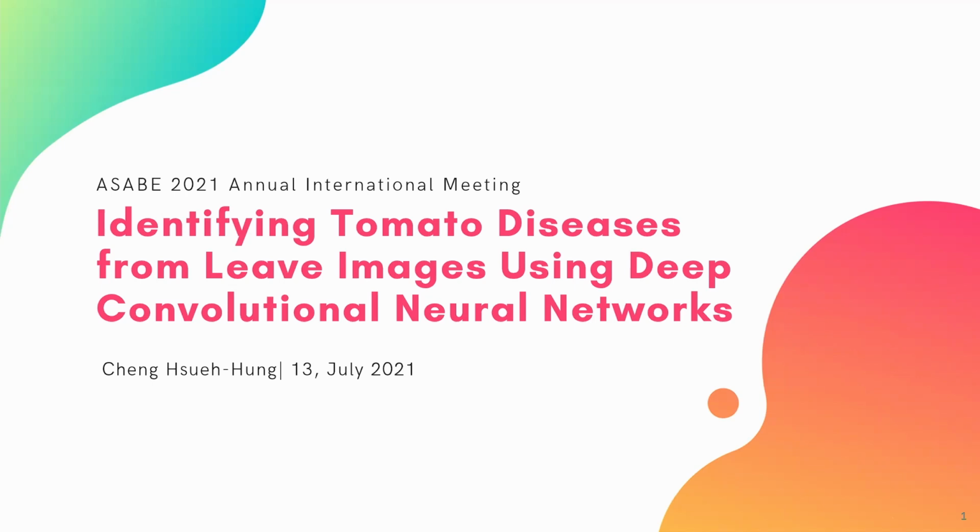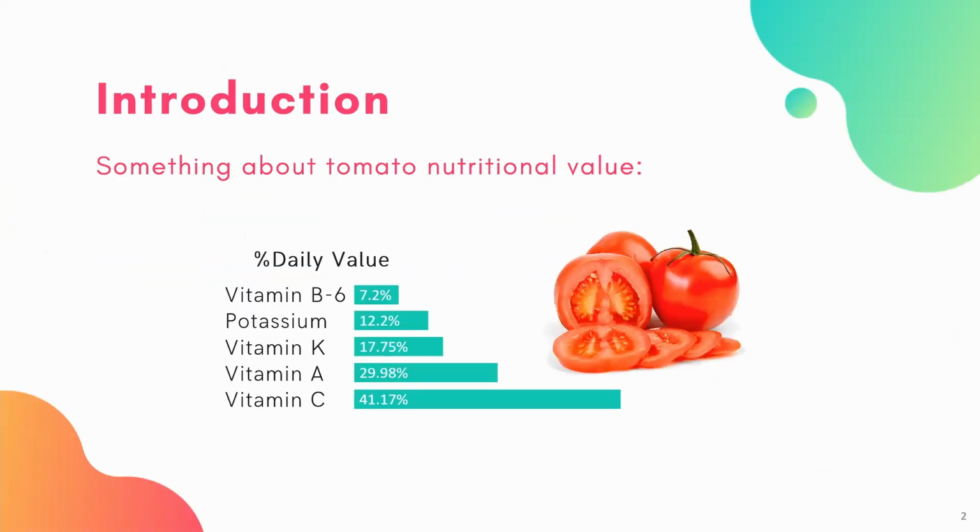Today my topic is identifying tomato diseases from leaf images using deep convolutional neural networks. Let's start to talk about tomato.